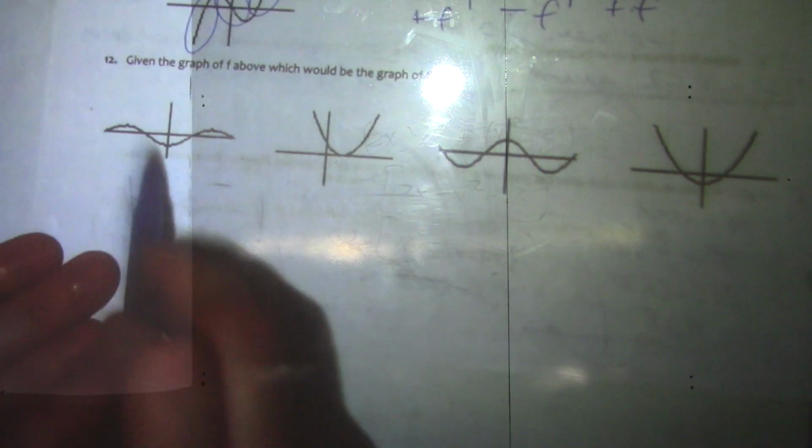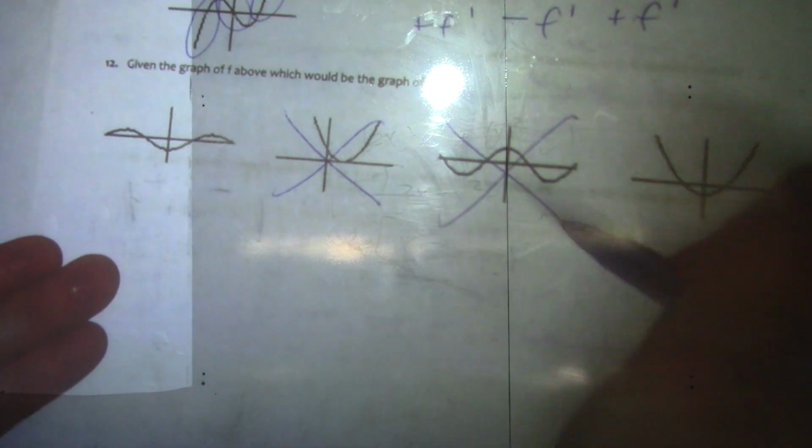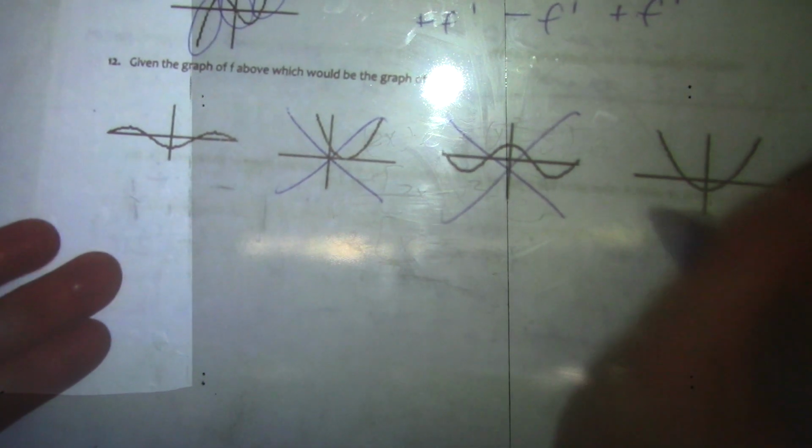Here, this is f, and I'm trying to find f prime. So here I have positive f prime, negative f prime, and then positive f prime. So I want to start positive, middle negative, end positive. Positive never goes negative. Negative, positive, negative, that's flipped. Positive, negative, positive. So now I'm between these two.